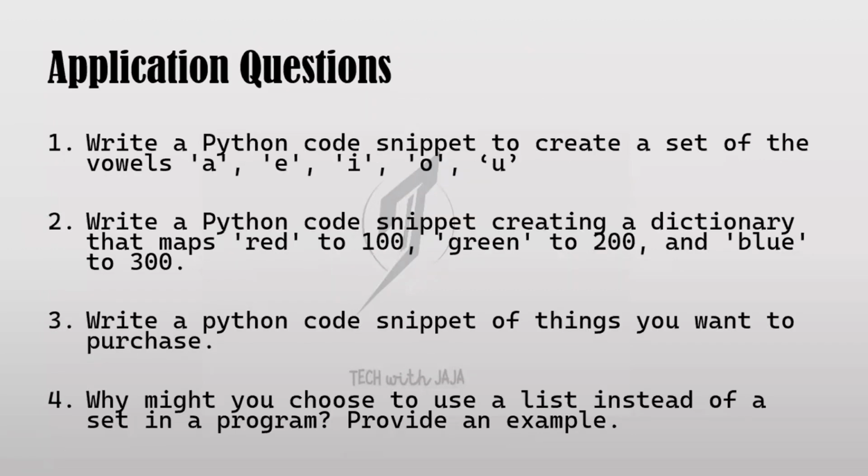Here are some questions I want you to help me solve. Help me write a Python code to create a set of vowels, enclosing the text inside a set of vowels A, E, I, O, U. Also write a Python code creating a dictionary that maps the string red to 100, green to 200, blue to 300. And also write a Python code snippet of things that you want to purchase. And also, why might you choose to use a list instead of a set in a program? And also provide me with an example. Drop your answers in the comment section, and I will do well to attend to them.